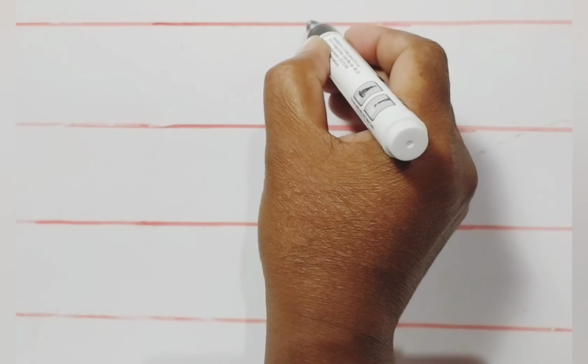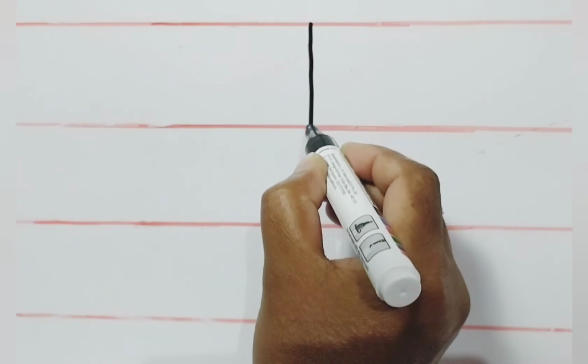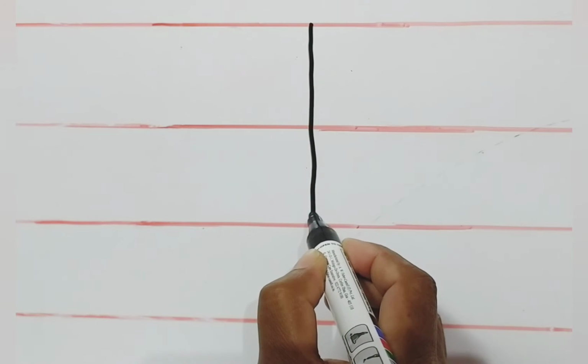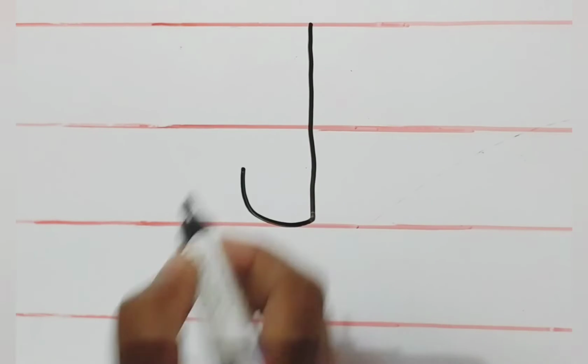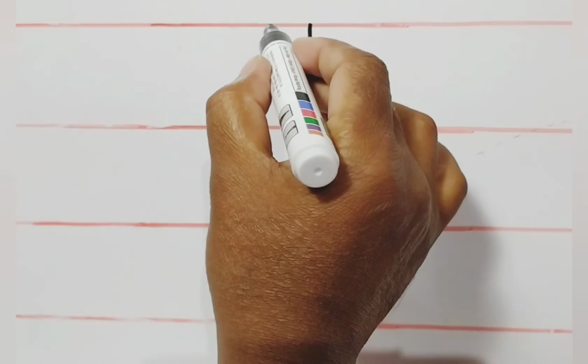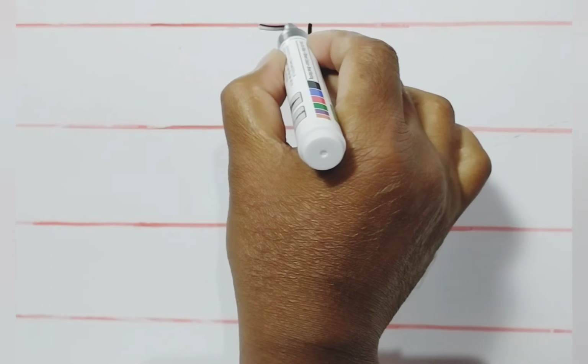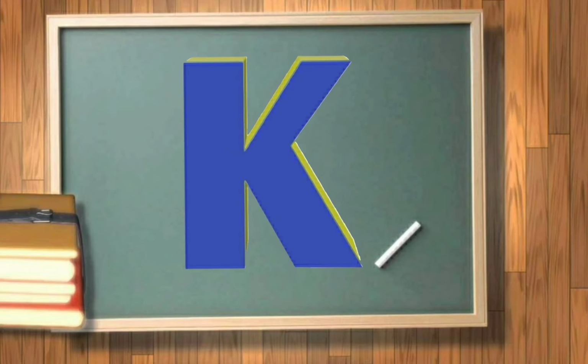Start from the top and draw a standing line to the bottom with a small backward curve. Go back to the top and draw a sleeping line across. This letter is J. Next letter K.